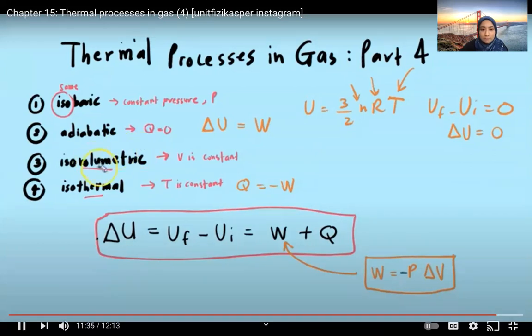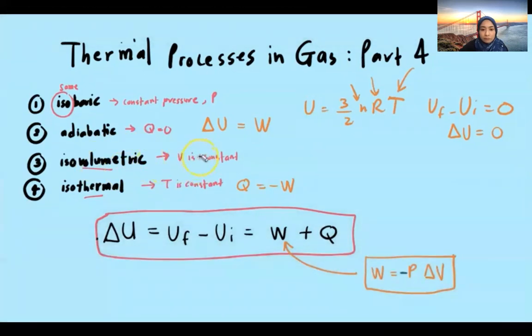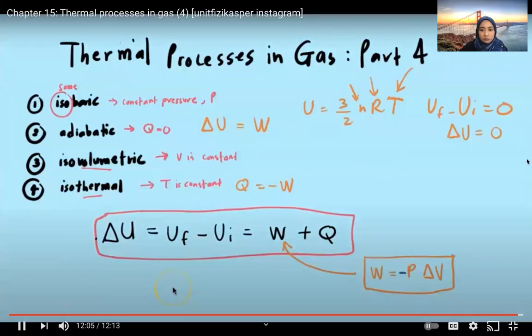Isovolumetric process, the V is constant, which means that V final minus V initial equals 0. The work done is also 0. So work done for an isovolumetric process is equal to 0. And this means that your delta U is equal to Q. And so we will talk more on these four.